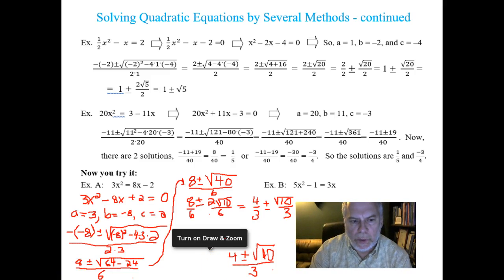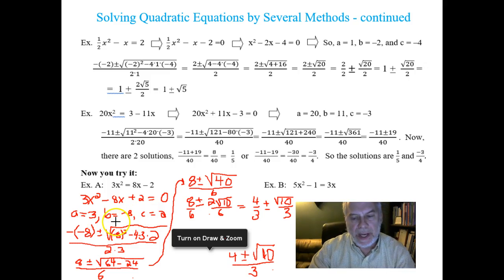All right, so what you could do in this one is first move the 8x and the negative 2 over to the left side. So you'd have 3x squared minus 8x plus 2 equals 0. And so A is 3, B is negative 8, and C is 2. So that's what you want to do. Get everything over on one side, and then read what A, B, and C are. Now plug those values into the quadratic formula.